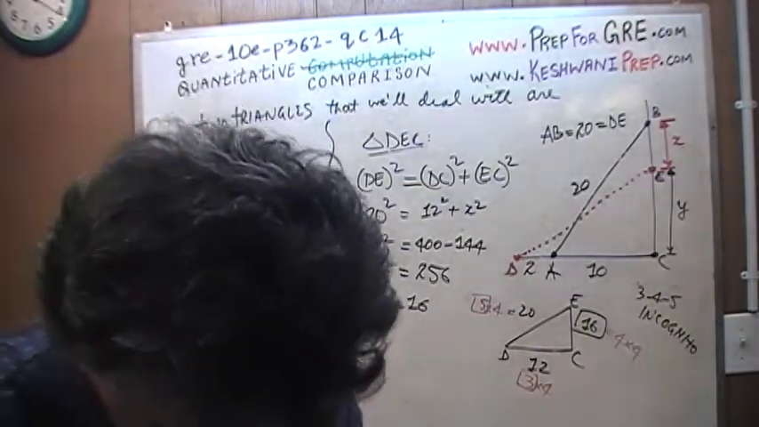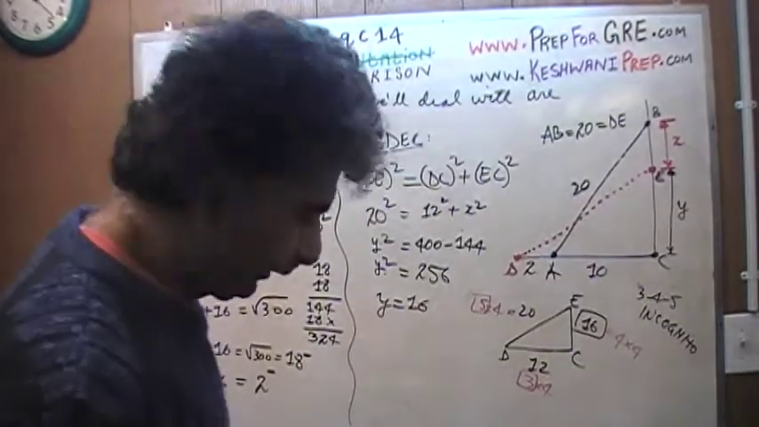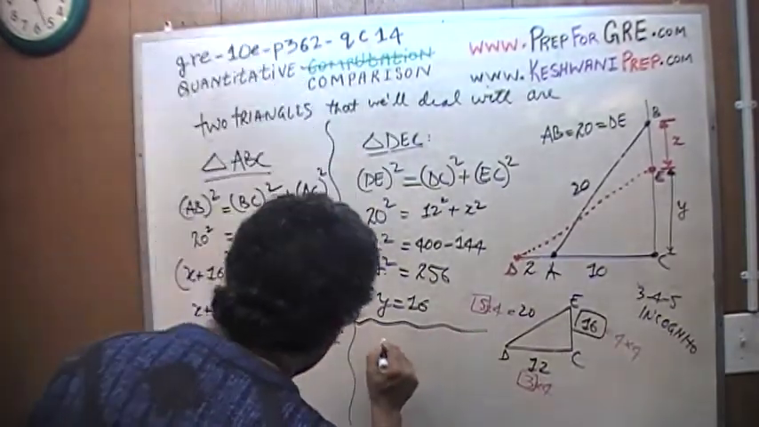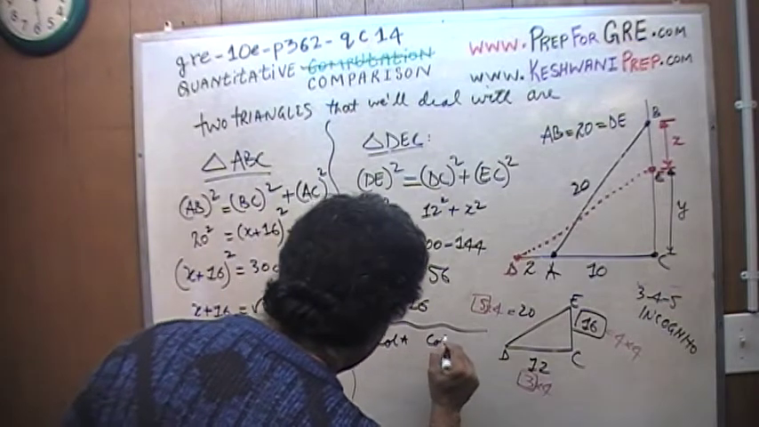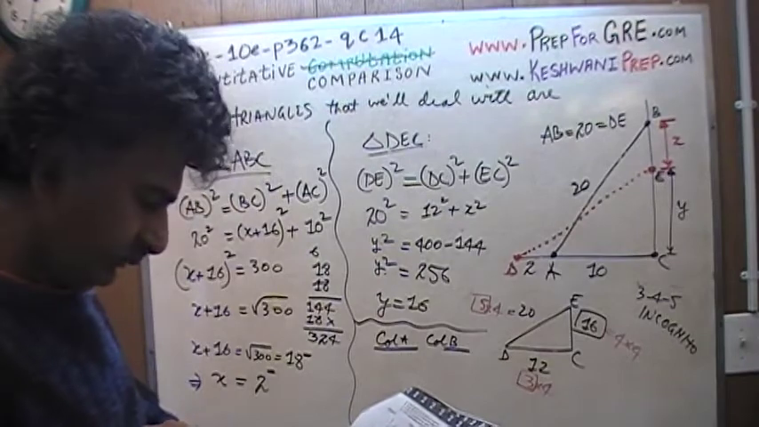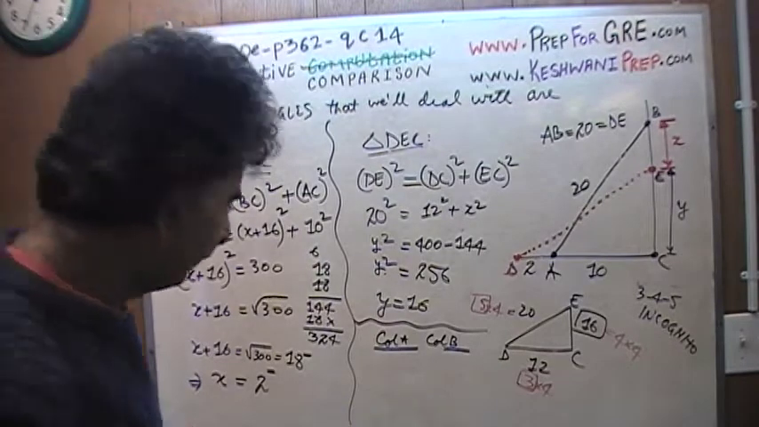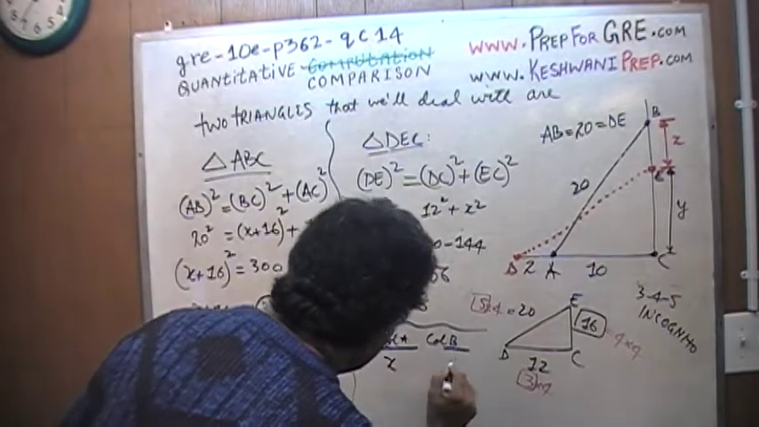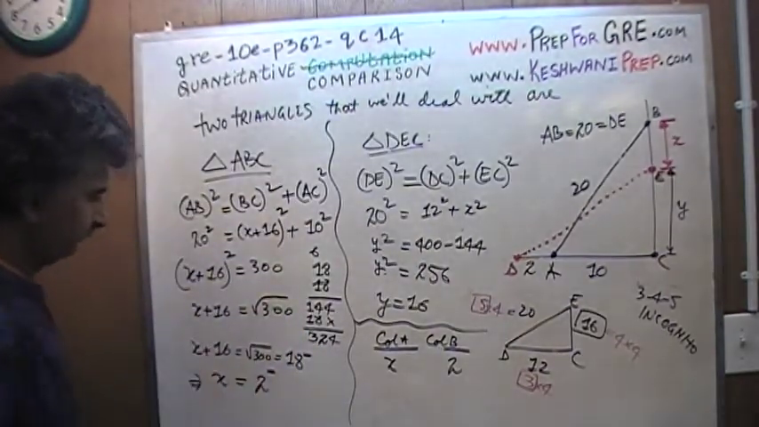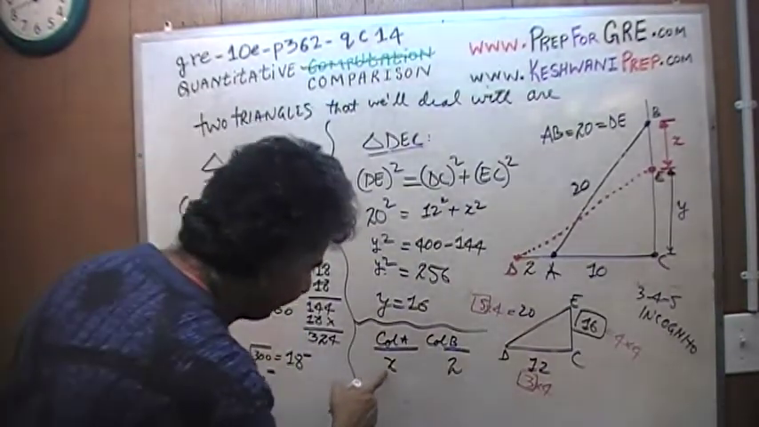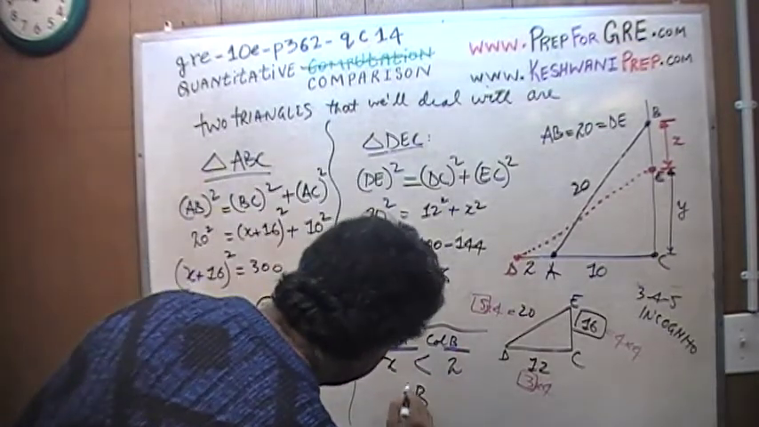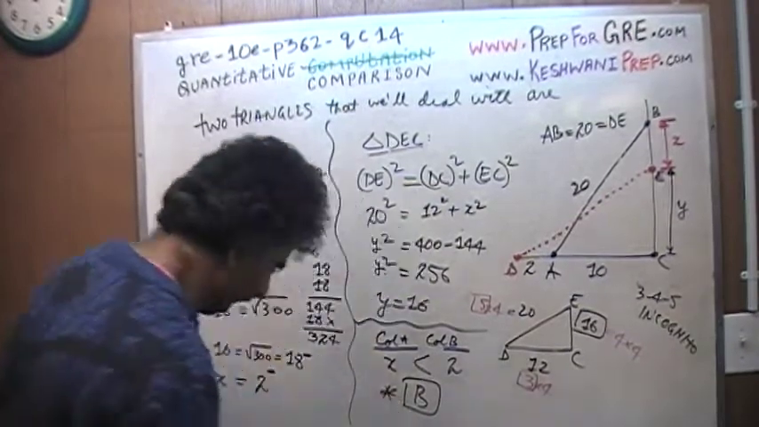Let's see what it is that they're asking me to compare. I have left no room anywhere at all. Here's our column A, here's our column B. Column A is x, column B is 2, and we just found out that x, whatever it is, is less than 2. Since x is less than 2, the answer is B. Voila, we finally arrived there.